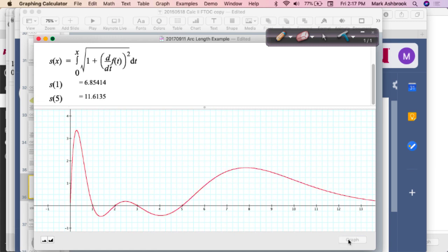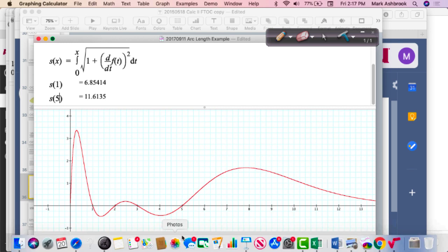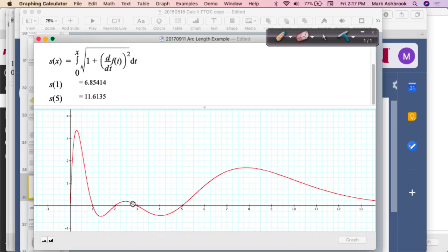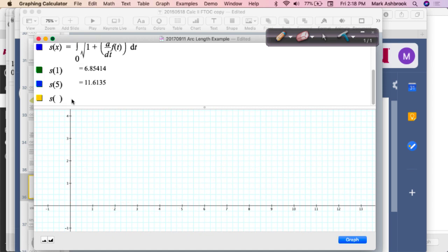So that's the length of the curve, starting from 0 all the way to 5. All right, so how far is it from, say, 2 to 4? So say I want to start from here. I want to hike up the hill, back down to sea level, and then down to the valley. So from 2 to 4. Just do S of 4 minus S of 2.